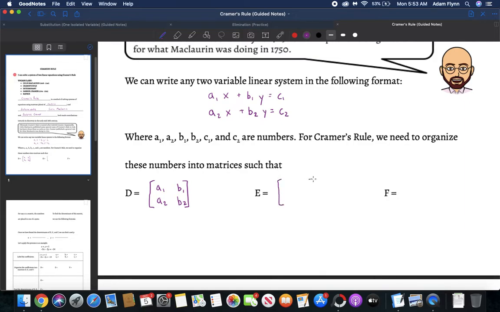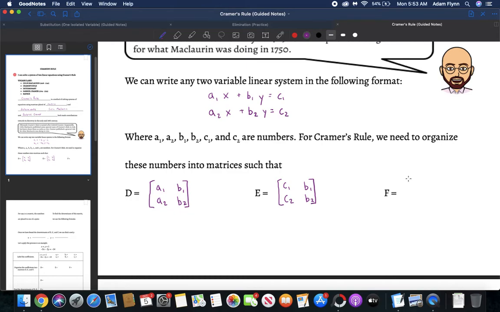My E matrix is going to be c1, b1, c2, b2. Okay, so in this case, I'm taking whatever is after the equal sign, I'm putting that in the first column, and then I'm taking my coefficients of y and putting that in the second column.